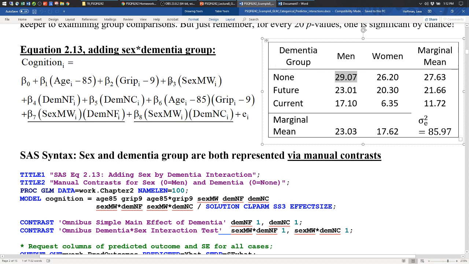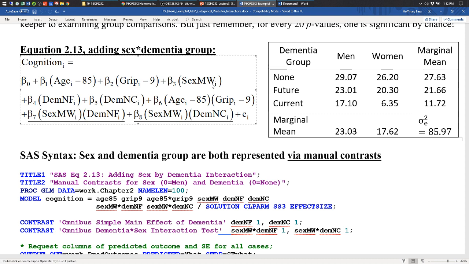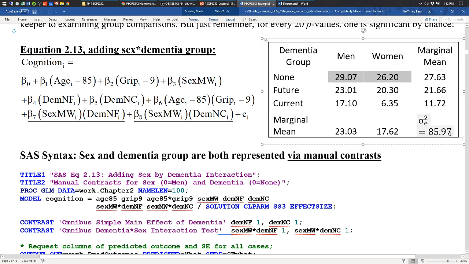The main effect of gender here, beta 3, because it's part of an interaction with dementia, it takes on a special conditional status, right? Simple slope or conditional slope. That beta 3 main effect of gender is going to be specifically when you're talking about the none group. So beta 3 is going to give me the difference between these 2 cells right here.